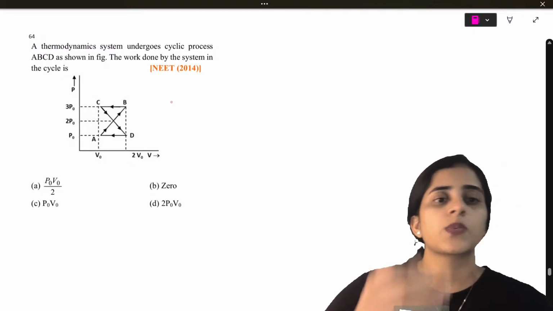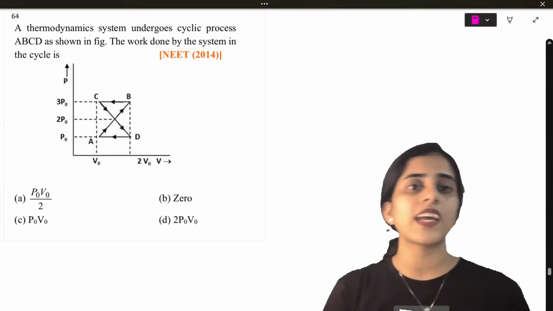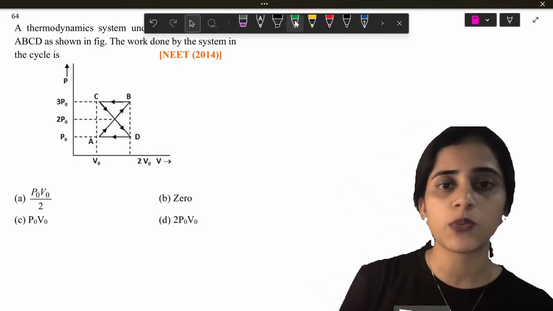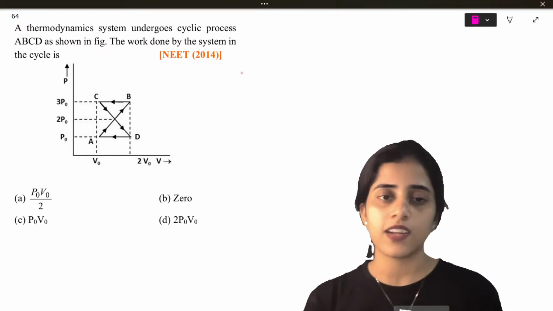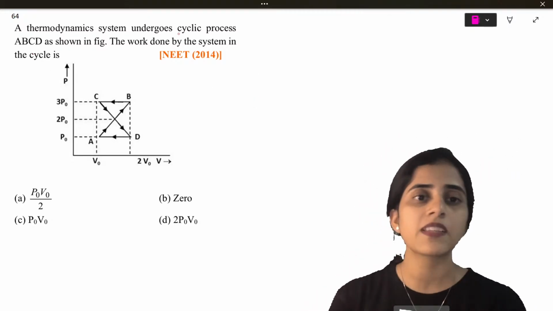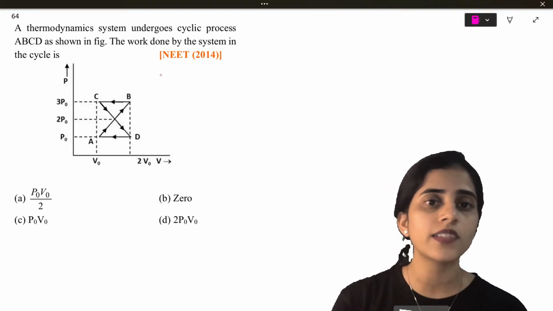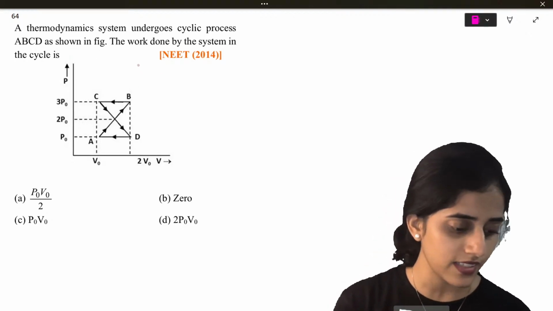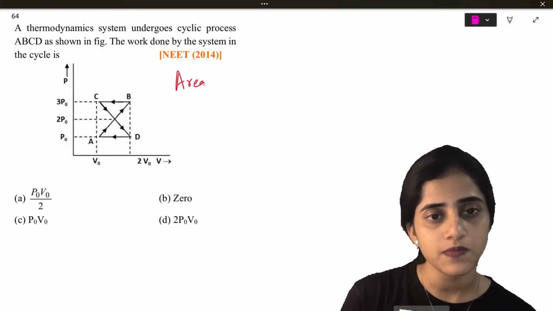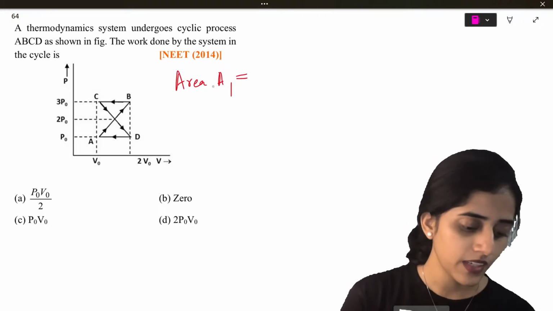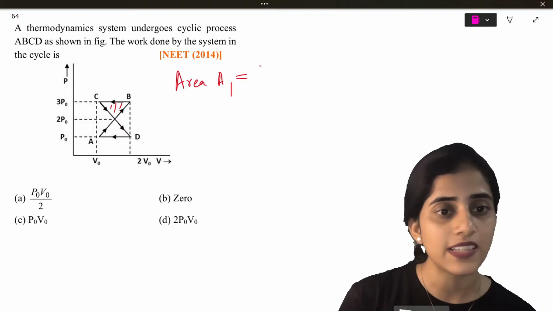Okay. Next question. A thermodynamic system undergoes cyclic processes. I've told you every time you have a graph, usually you have to find the area under the graph. A thermodynamic system undergoes cyclic process ABCD as shown in the figure. The work done by the system in the cycle is? How will you do that? First, let's find out the area A1. Okay. So what will A1 be? I'll take this one. A1 would be, it's a triangle.